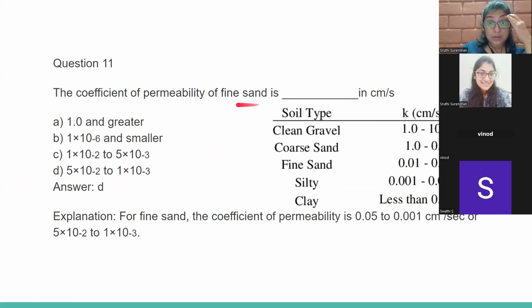So here they're talking about fine sand. So it is 10 to the power minus 2 to 10 to the power minus 3. These two options are very close, but I think the upper limit is 10 to the power minus 3. So this will be the more correct answer.